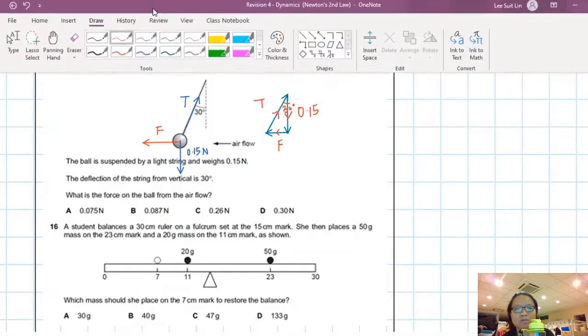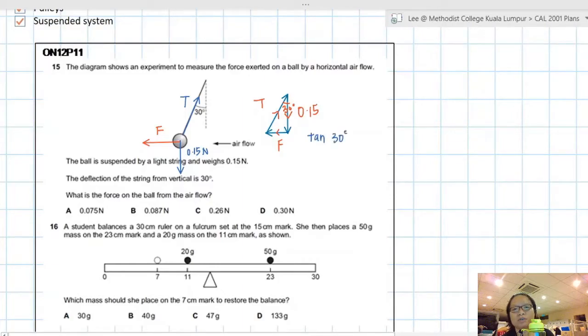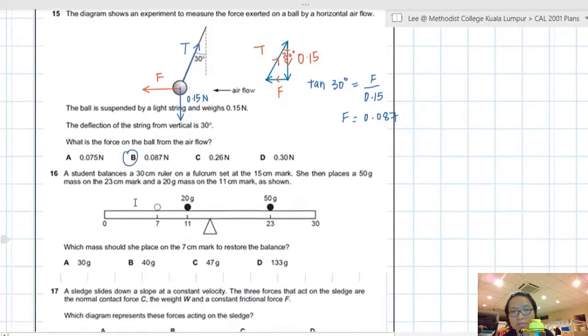Make sense? So if you want to find the force on the ball, you can use tan 30. So tan 30 is F over 0.15. Normally for this kind of question, drawing a diagram of forces is faster, especially when there's a 90 degree angle. It's always faster than resolving, because you have 2 unknowns, T and F. But you can always form equations: use up and down forces equal, left and right forces equal, and try to solve. You can try. If you cannot do it, you can let me know.